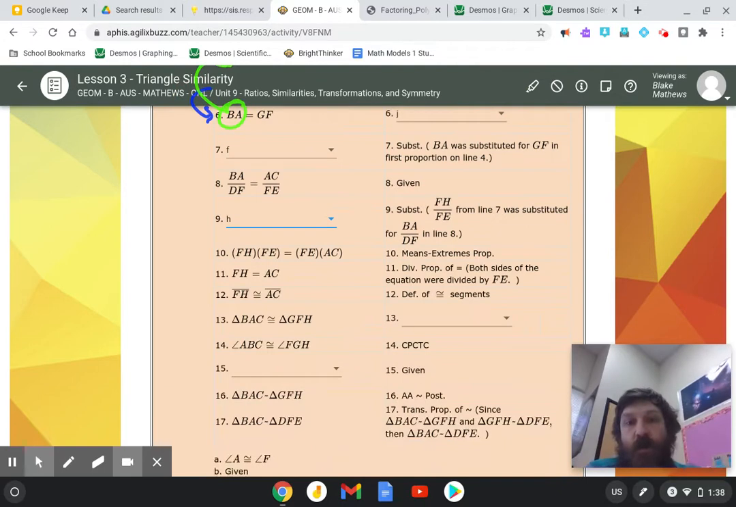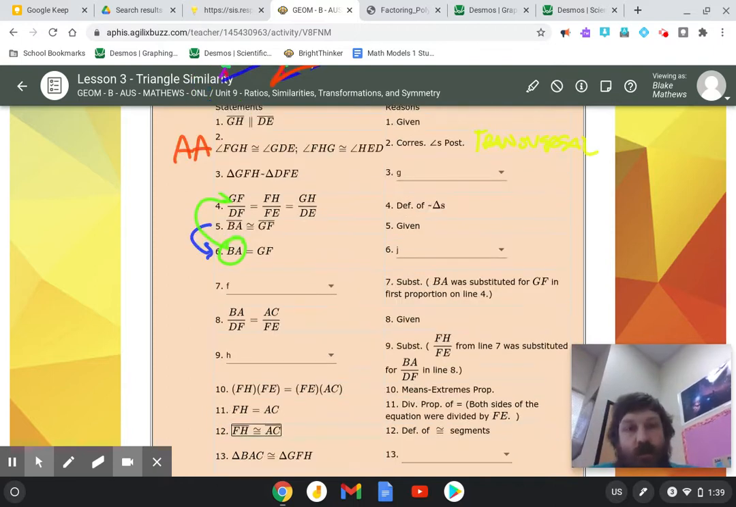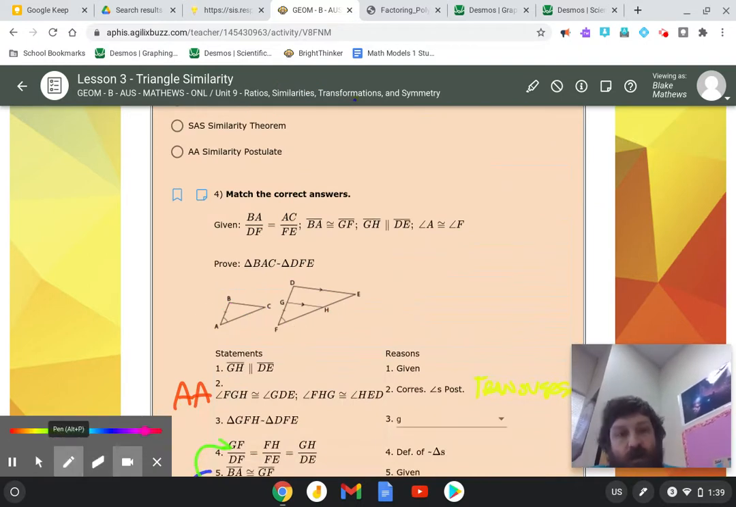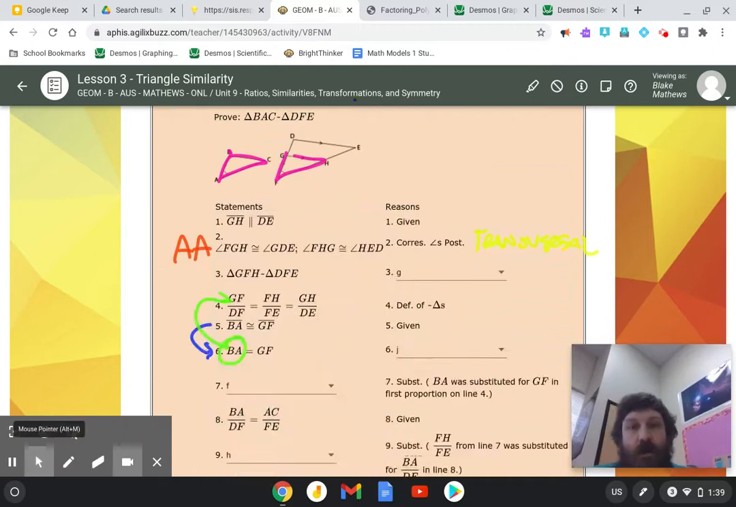So we've done cross multiplication. That's what the means extremes property is. And then let's see, we're solving by dividing both sides by FE. Then we convert it into congruent segments. And then we can conclude that these two triangles are congruent. So just to back up a little bit and say, what two triangles are we talking about? Well, we are talking about this triangle here and this triangle here. We've proven that they are congruent.